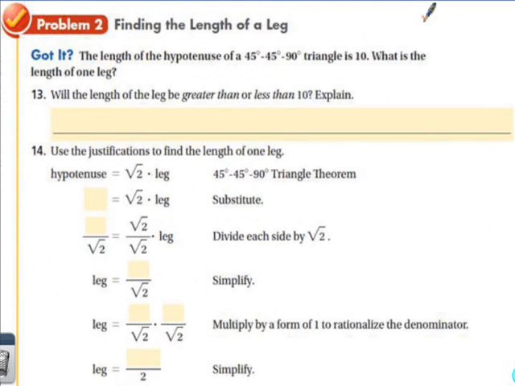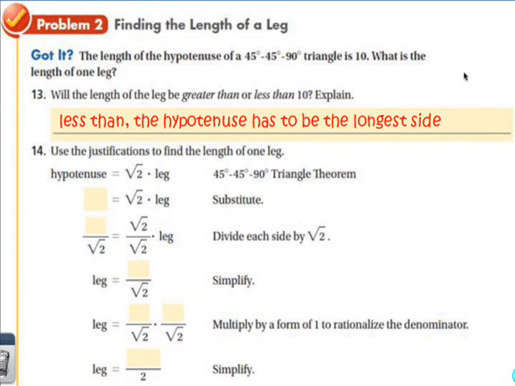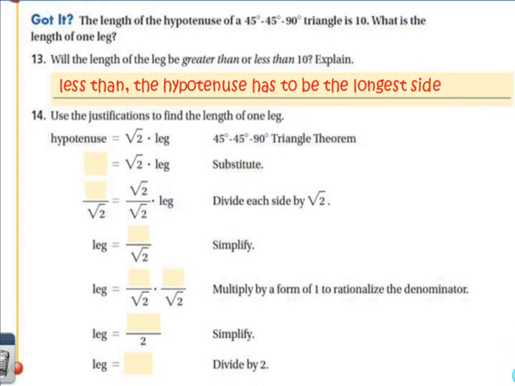Now, here, the length of the hypotenuse of a 45-45-90 triangle is 10. What's the length of one leg? This is sort of like that, except working in the opposite direction. First, we need to know this: will the length of the leg be greater than or less than 10? And explain. Hopefully your answer is that the length of the leg will be less than 10, because the hypotenuse has to be the longest side. Has to. We use that just to give ourselves a reference point. If I get something bigger than 10, I've done something wrong.